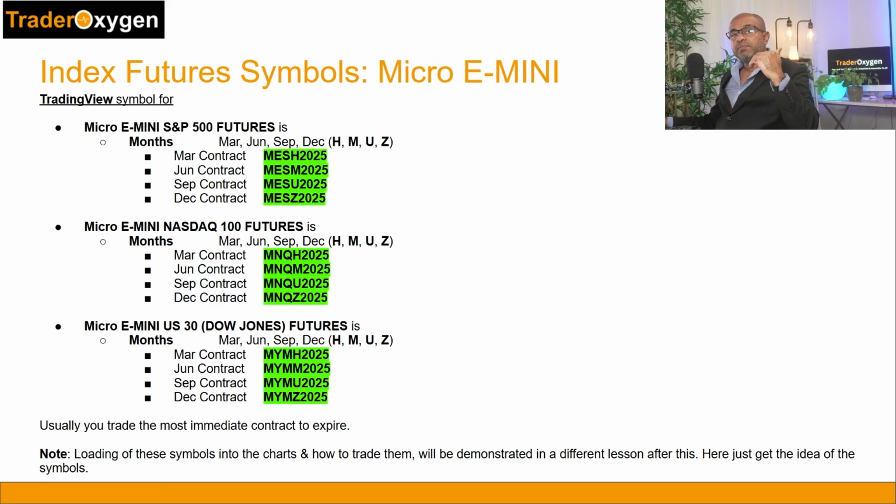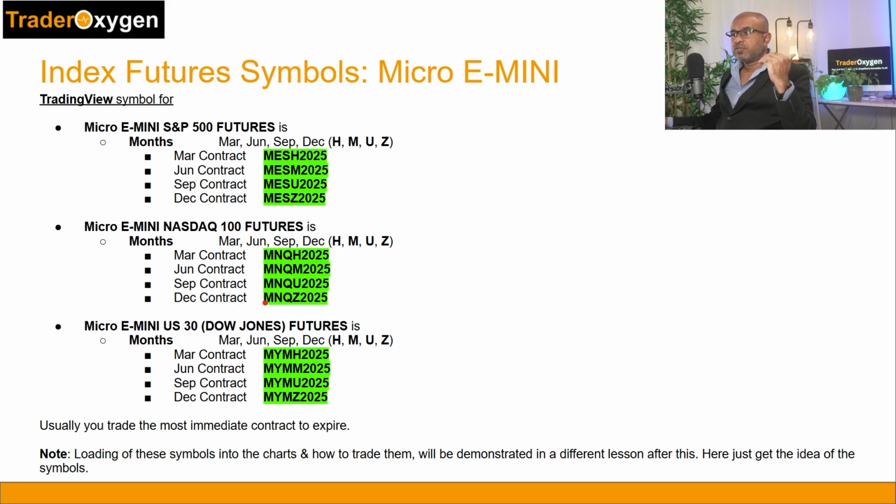Then let's look at the symbols for micro E-mini futures contracts. The concept is the same. The only difference is there will be the letter M in front compared to what I said earlier, just to say these are micro contracts. Let's say, for example, you are in October of year 2025 and you want to trade micro E-mini Nasdaq index futures. Because you are in October, the September contract is now expired, so your choice is to go for the December contract. So you have to load the December contract in TradingView or any platform you are trading.